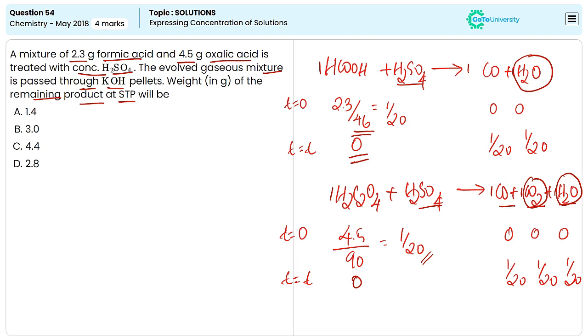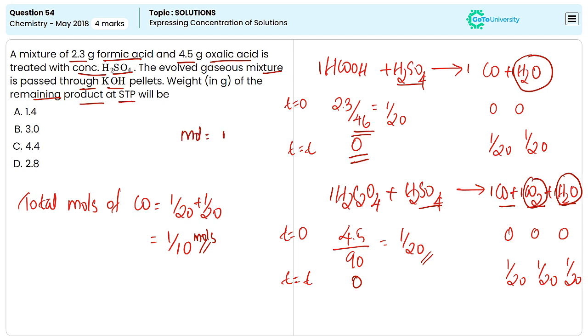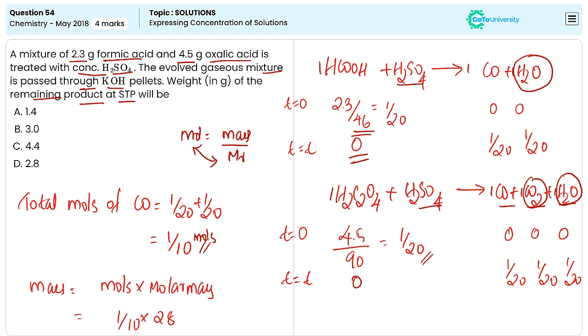So the total number of moles of carbon monoxide present in this reaction mixture is 1 by 20 plus 1 by 20, that is 1 by 10 moles. Now we need to find out the mass of the product remaining in this reaction mixture. We know that the number of moles can be found out by the equation mole is equal to mass divided by molar mass. So mass will be equal to number of moles multiplied by molar mass. Hence we can write 1 by 10 multiplied by molar mass of carbon monoxide, that is 28.